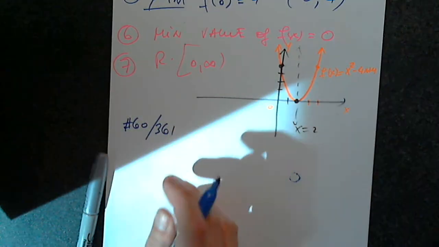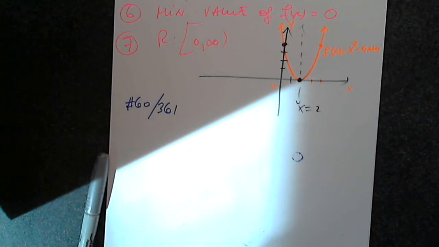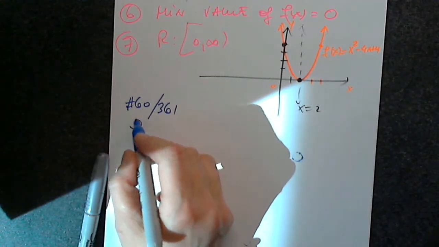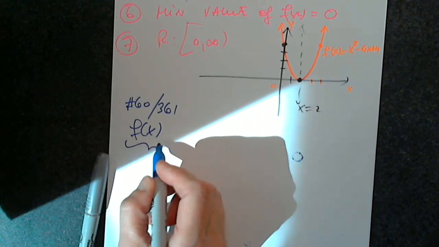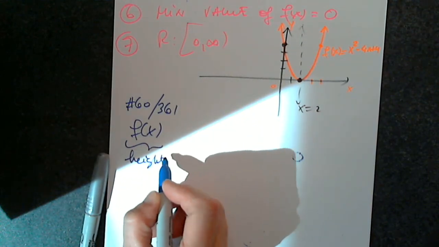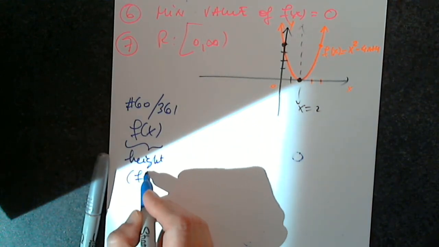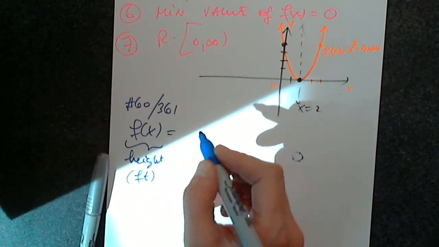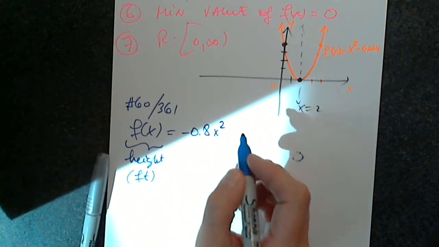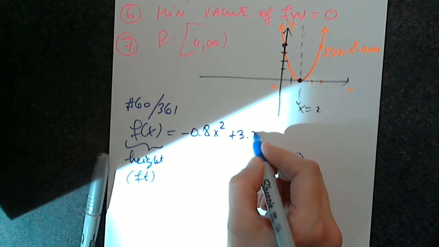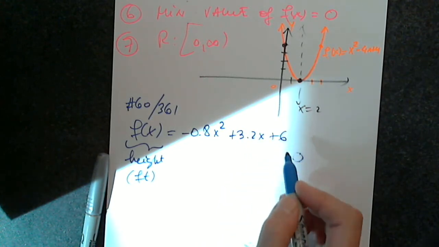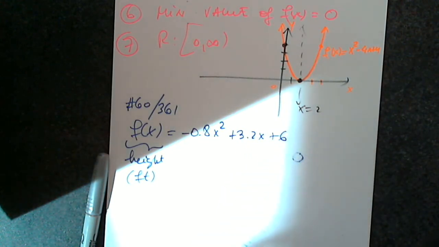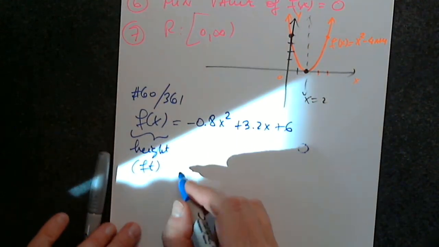So we're given the following, let's say problem 60 on page 361. A ball is thrown upward and outward from a height of 6 feet. Okay, so we're given the height, f of x, height, and this is in feet. And they're giving us the model. I'm going to ask you, and you will tell me what type of function. And x is the ball's horizontal distance.